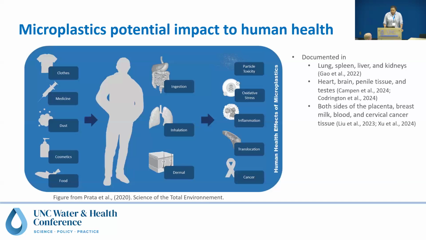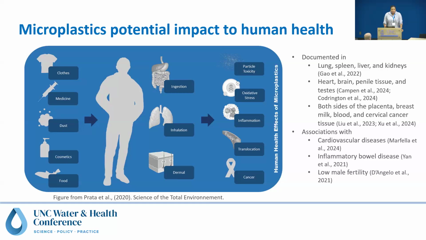So we do have some worries about plastics and human health, though some of these are still being widely studied. We know we can find them just about everywhere we look in the human body. We can see them in the brain, we see them in the placenta now, and we're worried about what the possible harms are.